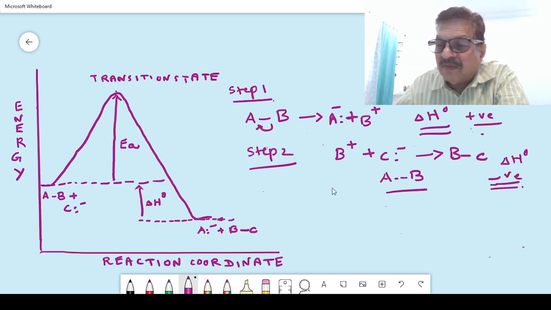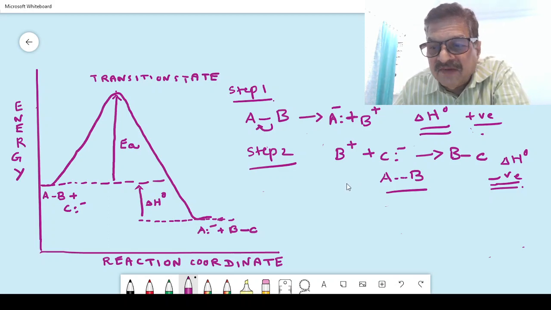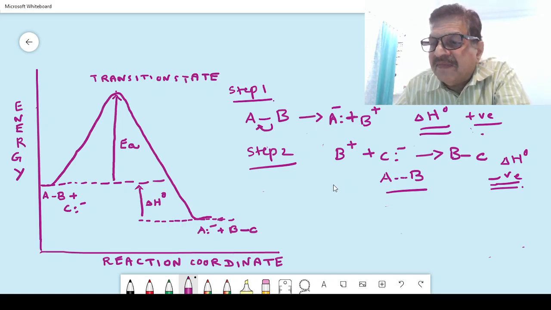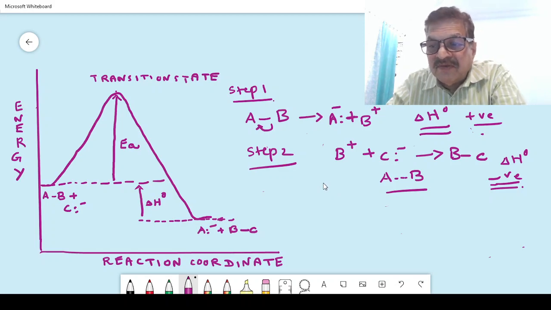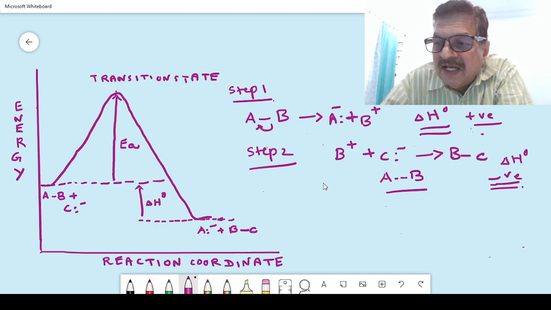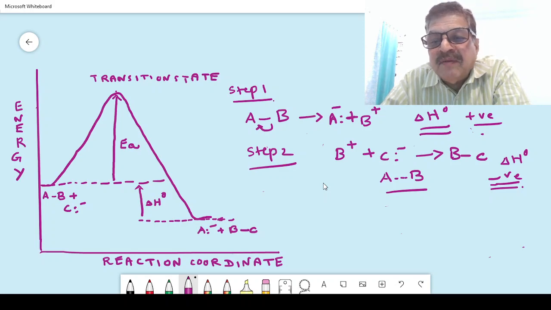Delta H is negative. The products will be at a lower energy. In the second step, the products will be at a lower energy, and in the first step, the products will be at a higher energy compared to the reactants. Step 1 is endothermic, energy is needed to cleave the AB bond, delta H is positive, products are at a higher energy, and in the transition state the AB bond will be partially broken.